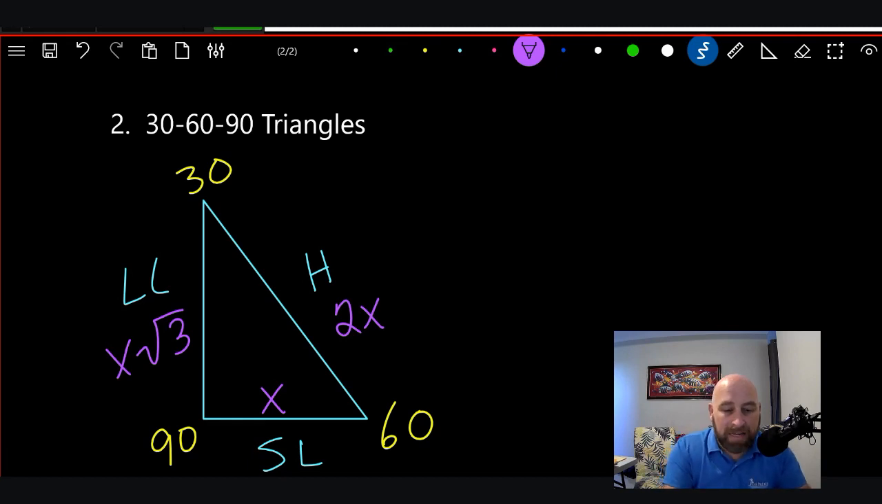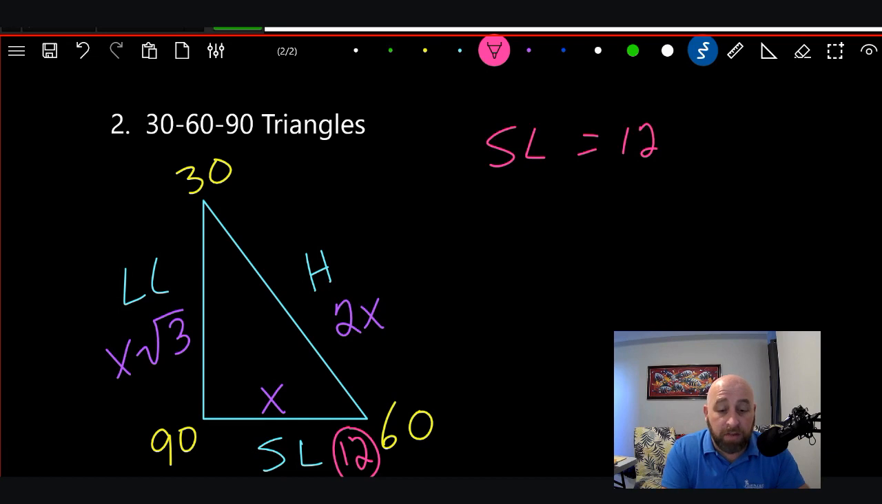So let's say that they tell you that the short leg equals 12. This is the example on page 418. So short leg equals 12, okay? And they want you to find the other ones. So if the short leg equals 12, in other words, x equals 12, because the short leg is our x. This is the easiest one, so we'll start with that one.